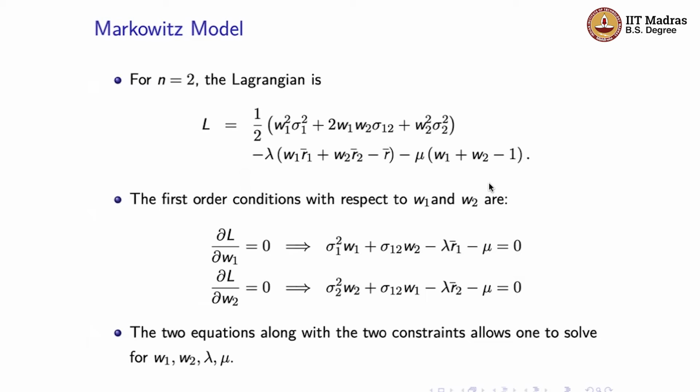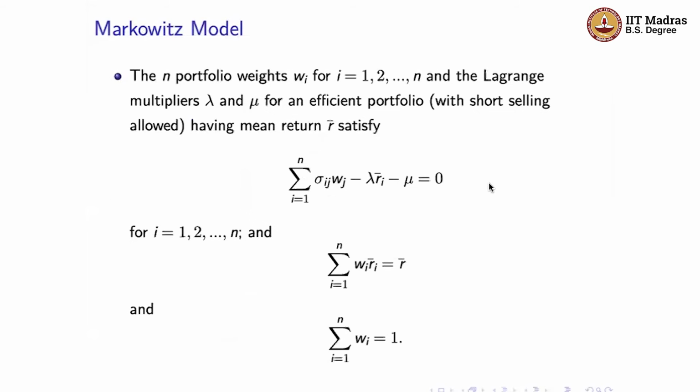So the unknowns are W1, W2, and the two Lagrange multipliers mu and lambda. So this is a pretty straightforward problem to solve. But more importantly, it also tells us how these first order conditions would look when we look at the general n case, right? So we note down the results here. You can also derive it using similar methods as we have just discussed. So the n portfolio weights, Wi, and the Lagrange multipliers lambda and mu that we have for an efficient portfolio.